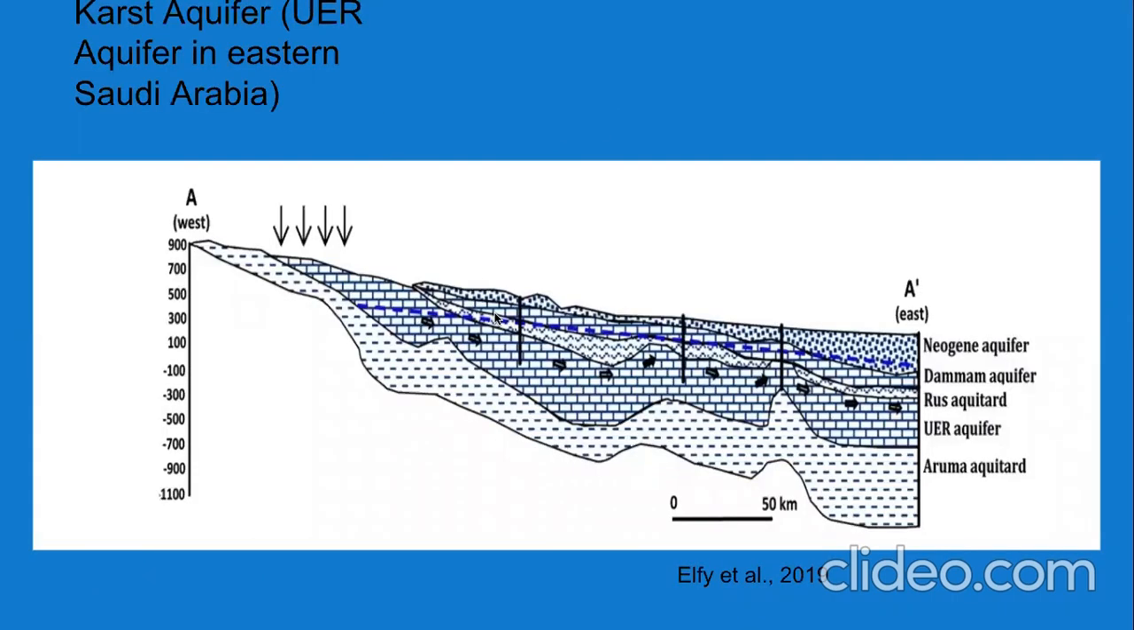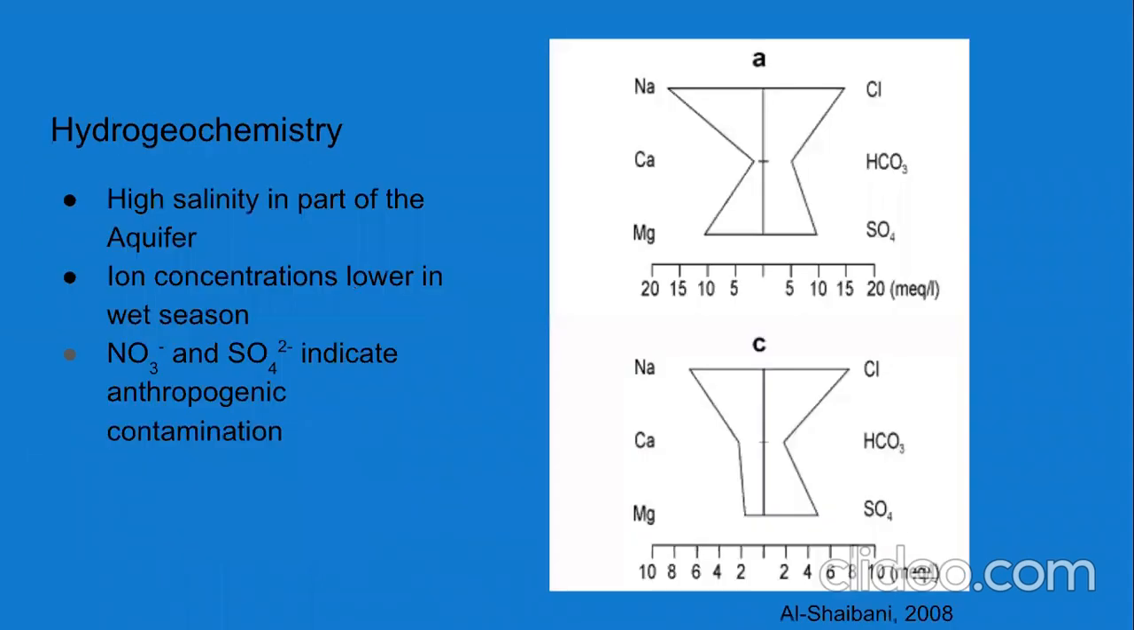And this is just a diagram showing the karst aquifer, which is the Umm er Radhuma aquifer, as you can see here. The karst aquifer has very high hydraulic conductivity. It's just the nature of karst, making there are many conduits and many cracks where the water can go through.